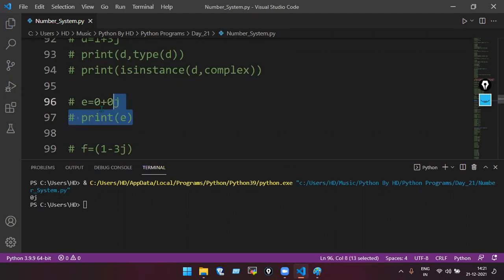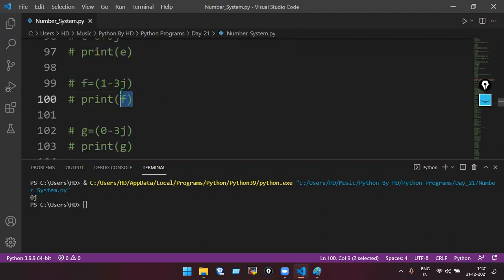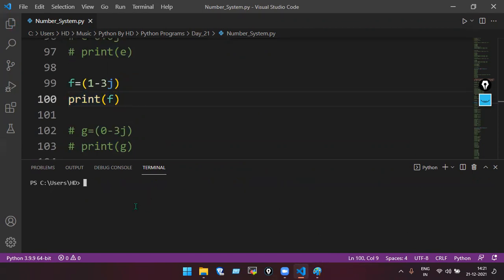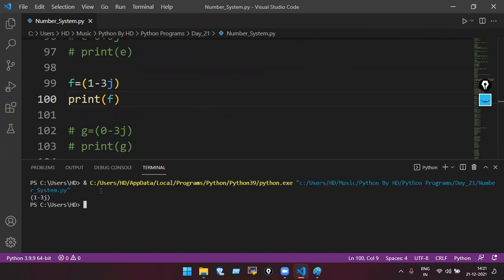Till now they never asked this in the interview, but they may sometimes ask. And what is the meaning of this? 1 minus 3j in the bracket. That's the only answer, same thing. As it is, it gets printed.